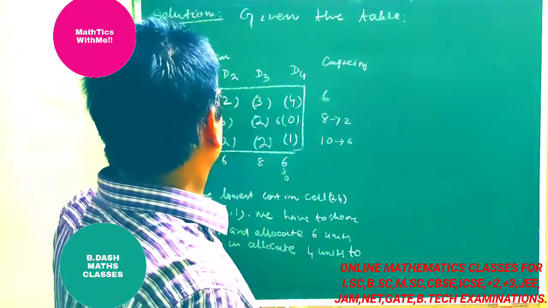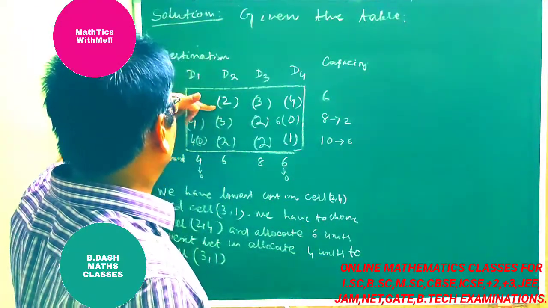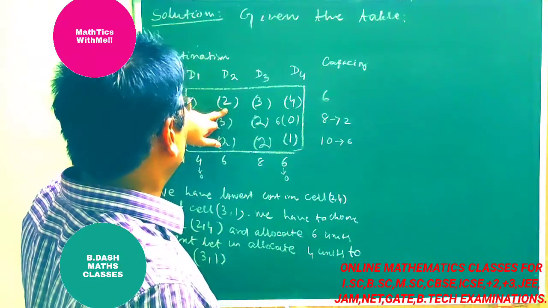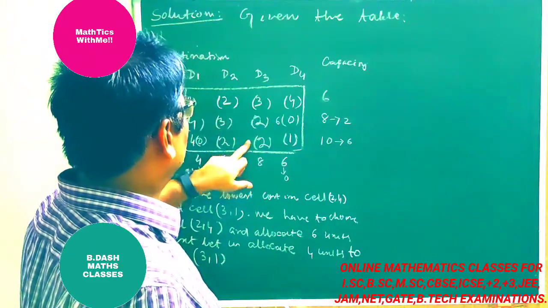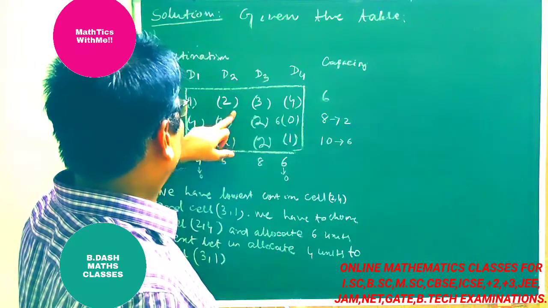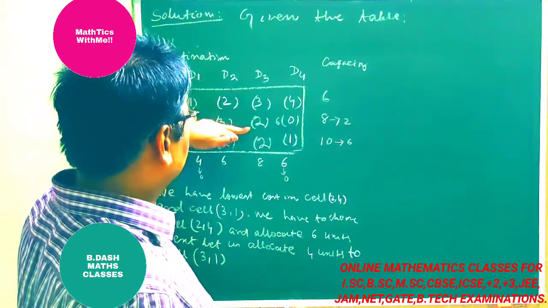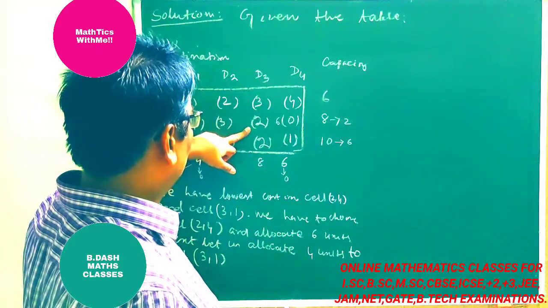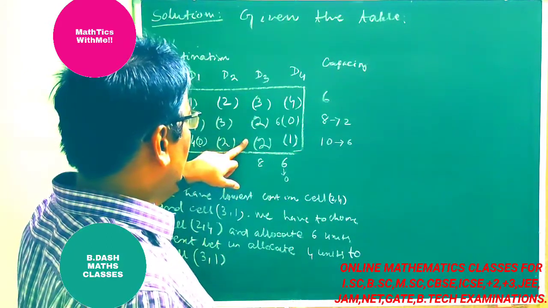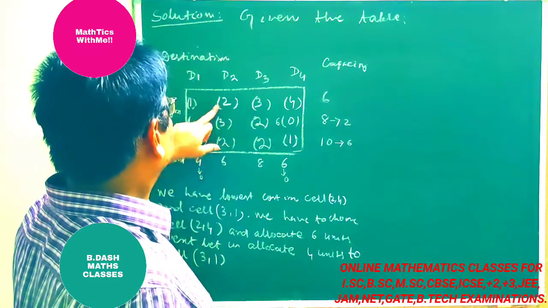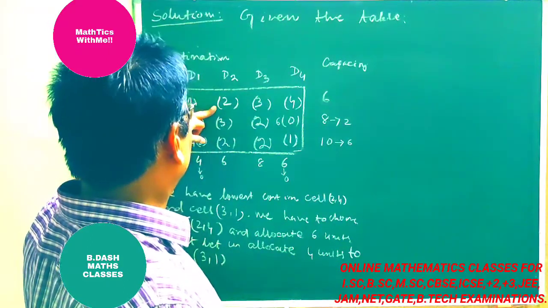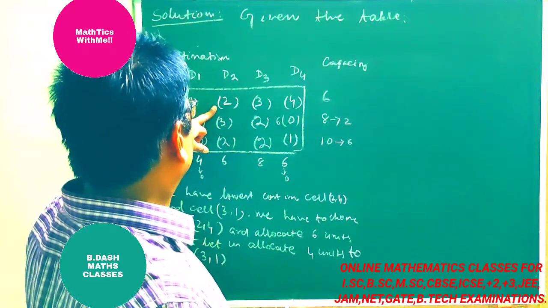Next we have the minimum cost 2 here, here also 2, and here 2. Here we can allocate the quantity 6, here we can allocate 2, and here we can allocate 6. So let us choose cell 1,2.